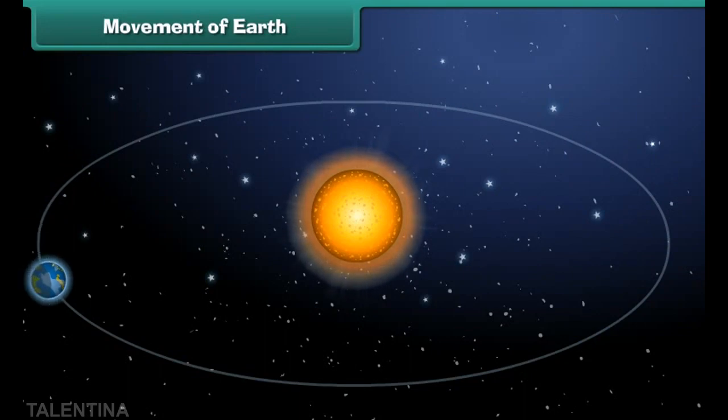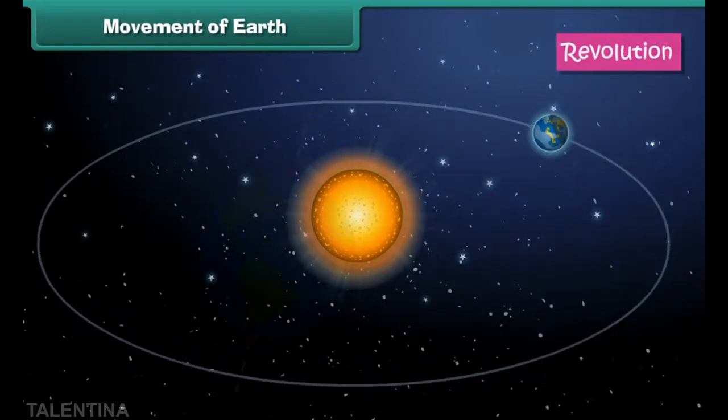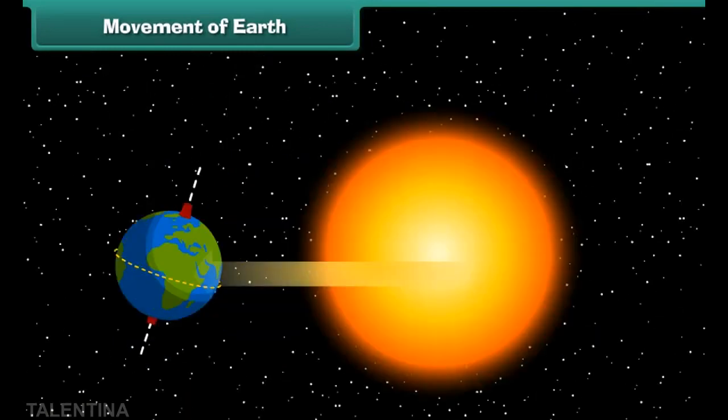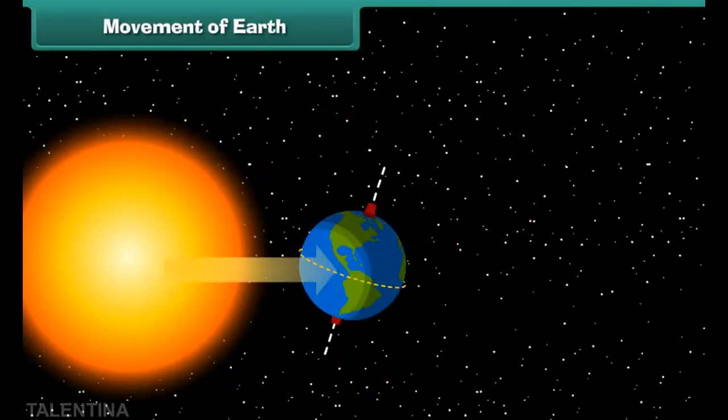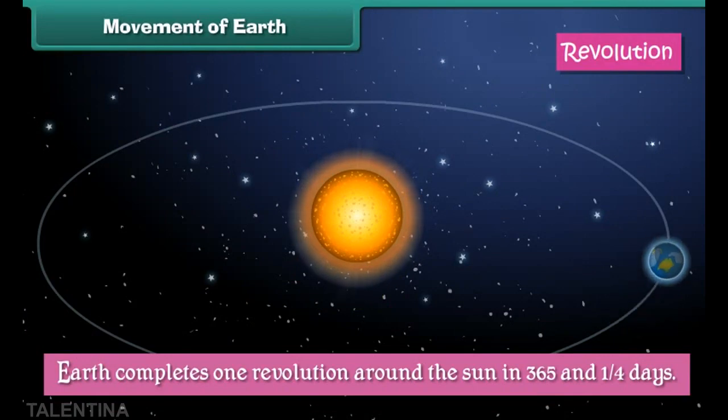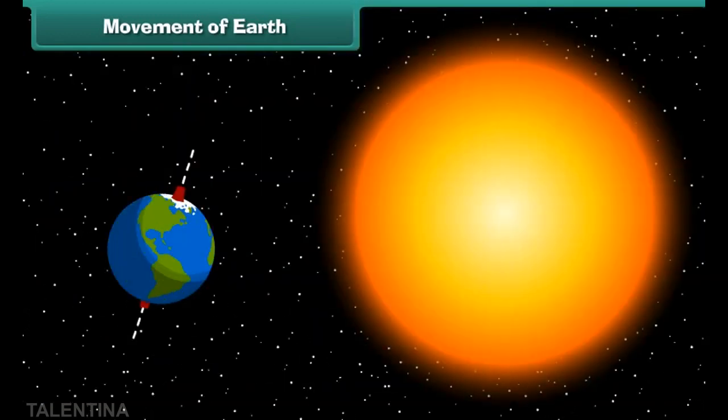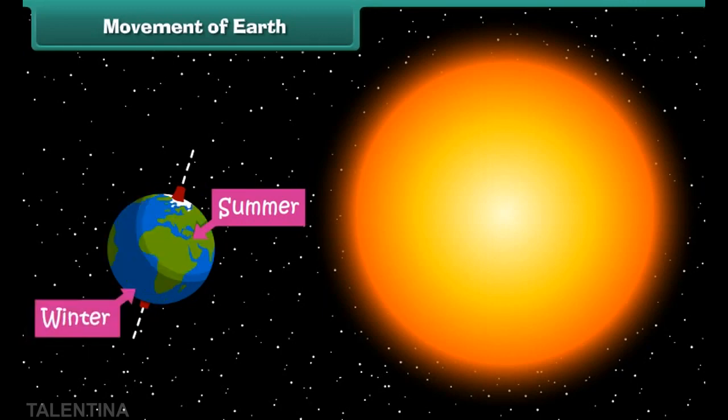Earth's movement around the Sun along a fixed path is called revolution. Revolution causes seasons to change on Earth. Earth completes one revolution around the Sun in 365 and 1/4 days, that is 1 year. During Earth's revolution, that part of the Earth which is closer to the Sun experiences summer, while the other part of the Earth farther away from the Sun experiences winter.